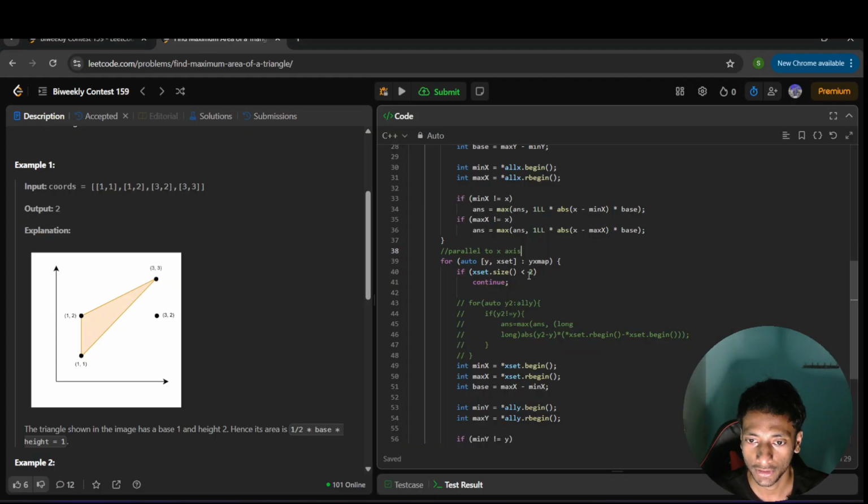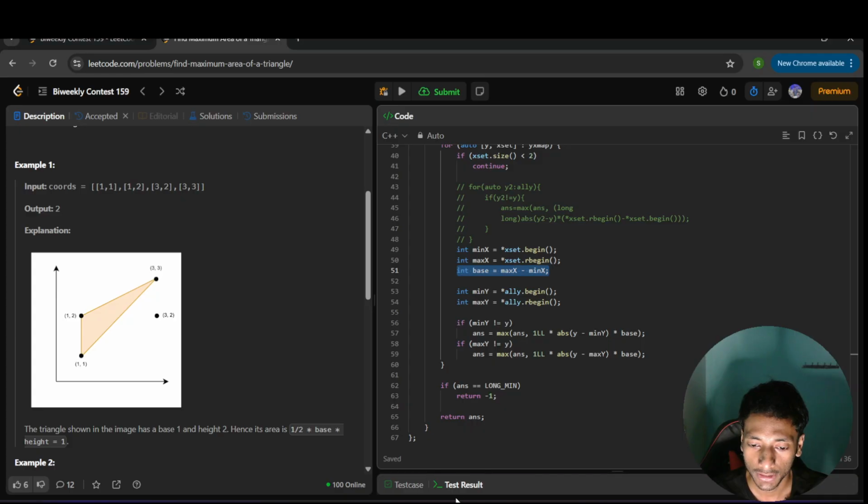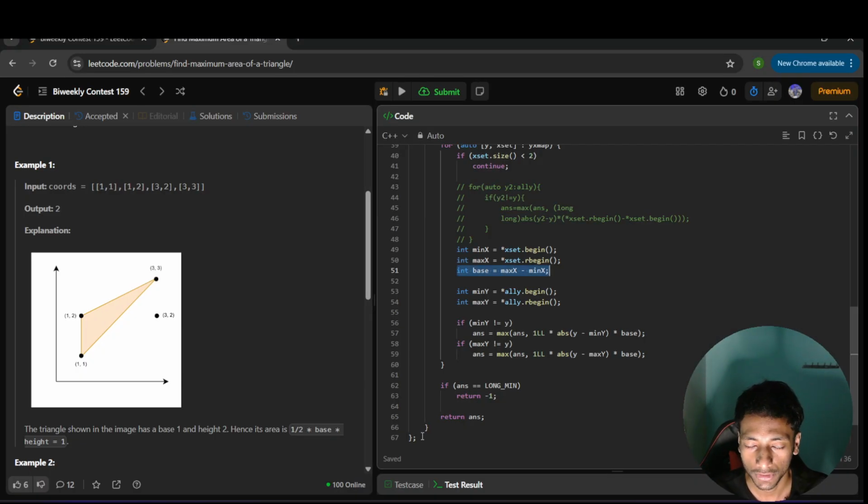Similarly, you can see that I am iterating this x set. I will have some x set values against this particular y. So I'll choose two values, one is the leftmost, from begin, another the rightmost, from rbegin. Got it? Now we generate the maximum base length possible. Now I want to calculate the maximum height. It is possible that one point is present here and another point is present here. So I will get one height from here, h1, and another from here, h2. I will calculate using both heights.